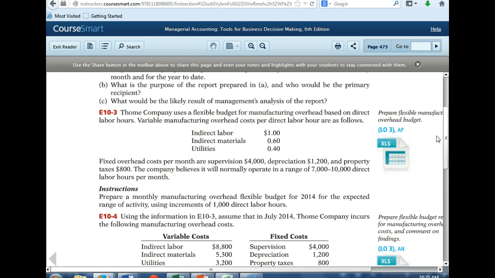Fixed overhead costs per month are supervision at $4,000, depreciation of $1,200, and property taxes of $800. The company believes it will normally operate in a range of 7,000 to 10,000 direct labor hours per month. We need to prepare a monthly manufacturing overhead flexible budget for 2014 for the expected range of activity using $1,000 increments. So how are we going to do this?